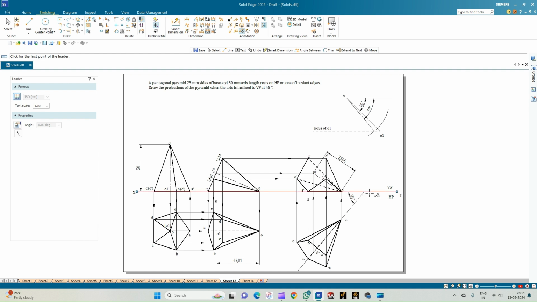So just to summarize, we have got a pentagon pyramid resting on one of its corners. So only when it is resting on one of its corners, it can be tilted in such a way that it is resting on one of its slant edges. So that is why when the second condition is told that it is resting on one of its slant edges on the HP, we have taken the first condition to be resting on one of its corners.